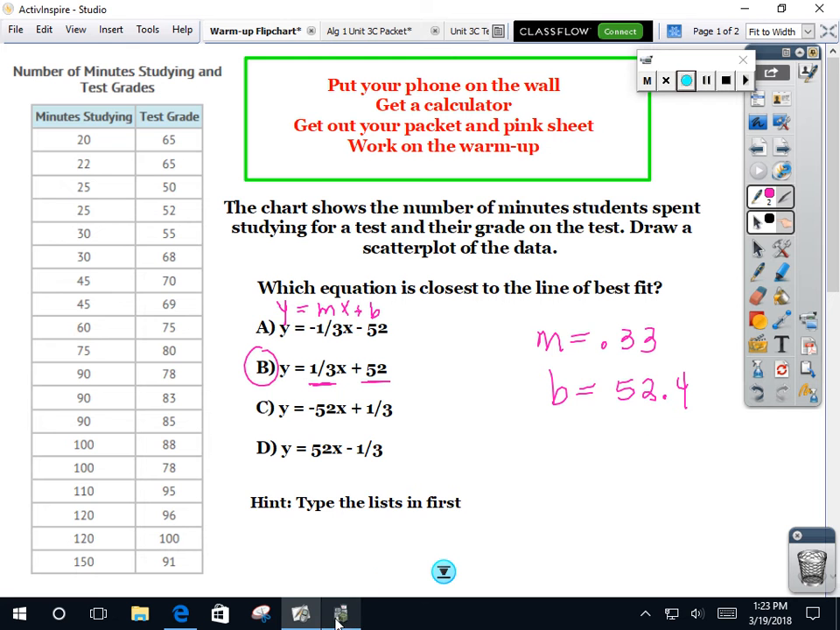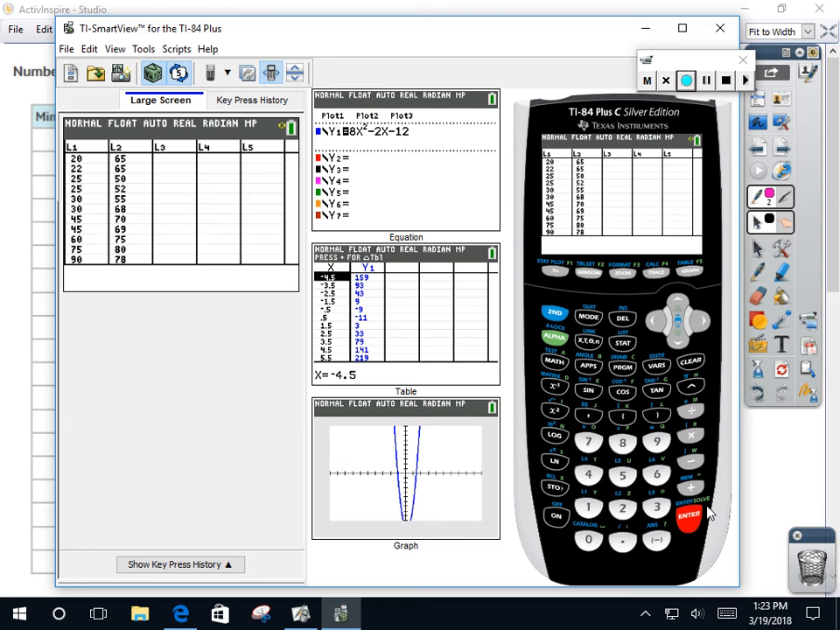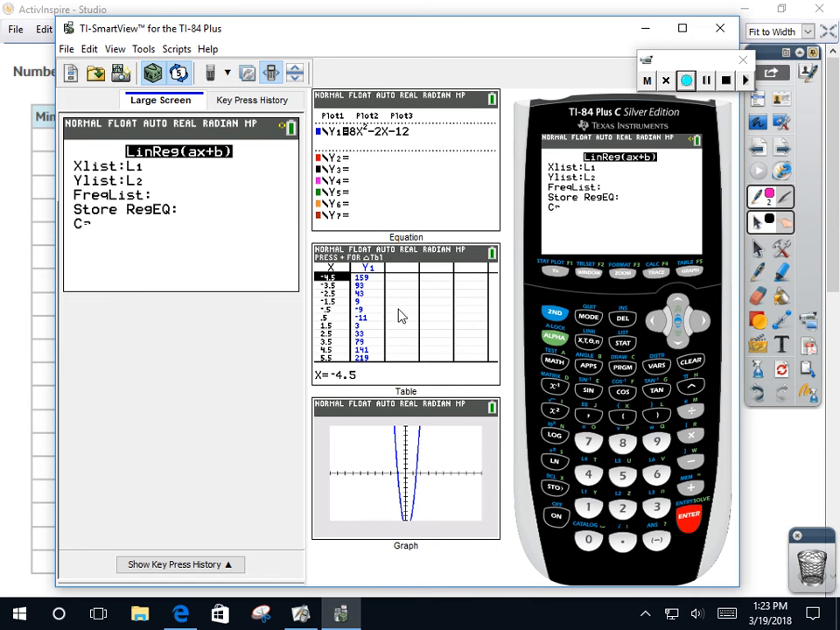So all you had to do was go to Stat, Edit to type the list in. Then once the lists are typed in, you go back to Stat, over to Calc, and then we're trying to do the line of best fit, and all lines are in the form y equals mx plus b, but they use ax plus b. You click it, you make sure it shows L1 and L2 because that's where you put your two lists. Then you go down to Calculate, and you have the answers right there.